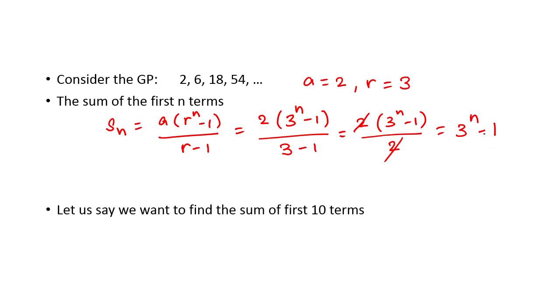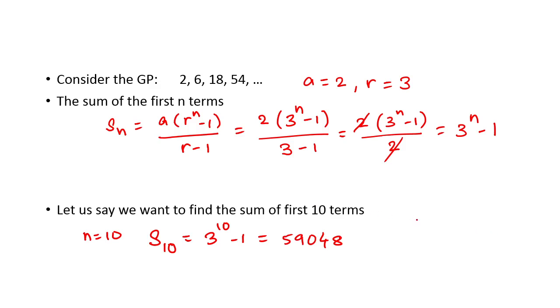So the sum of the first n terms for this geometric progression is 3 raised to n minus 1. For instance, let us say I want to find out the sum of the first 10 terms for this geometric progression. All that I will do is put n equal to 10. So the sum of the first 10 terms will be equal to 3 raised to 10 minus 1. If you use a calculator, this value will come to 59048. 3 raised to 10 is 59049, minus 1 will give you this. So this is how the sum of the first n terms can be found for a geometric progression using this formula.